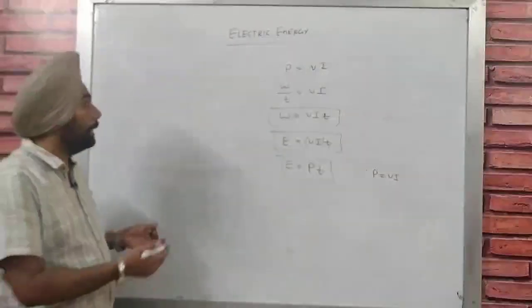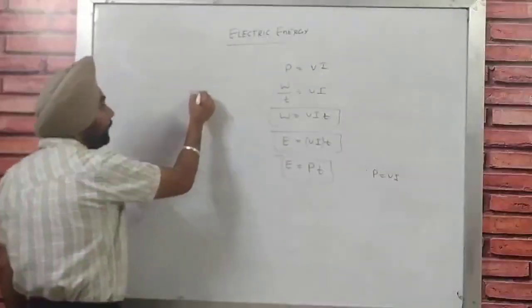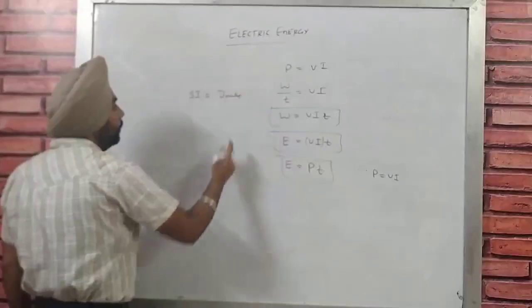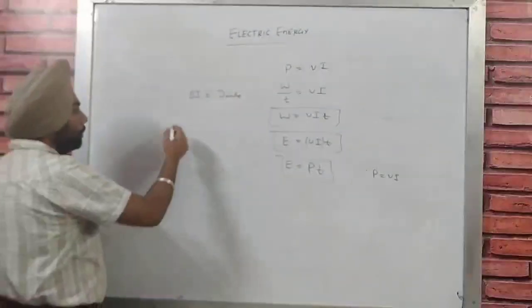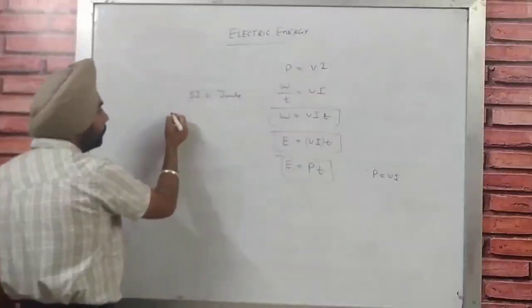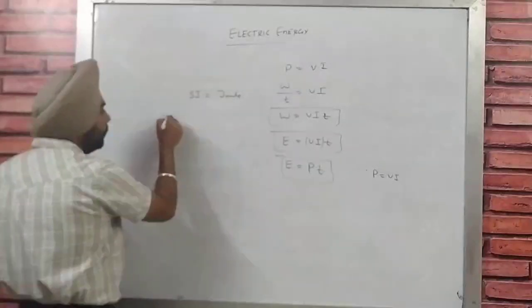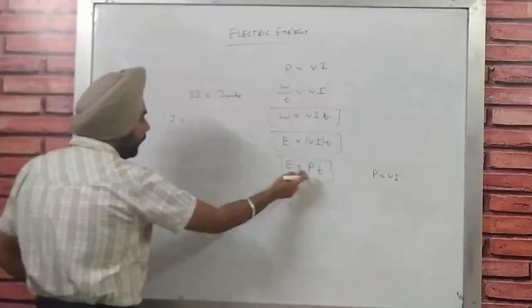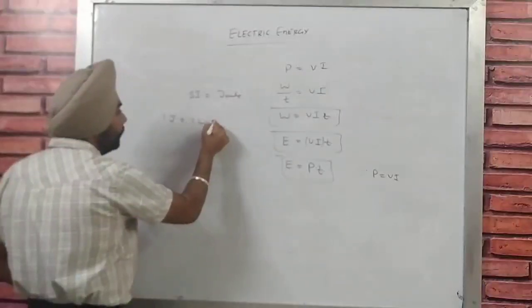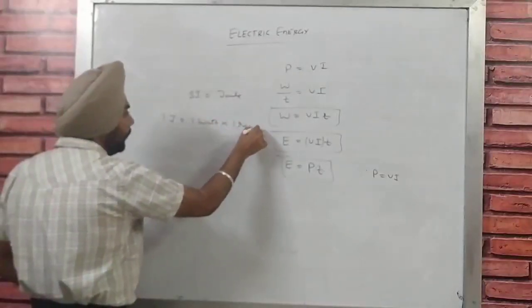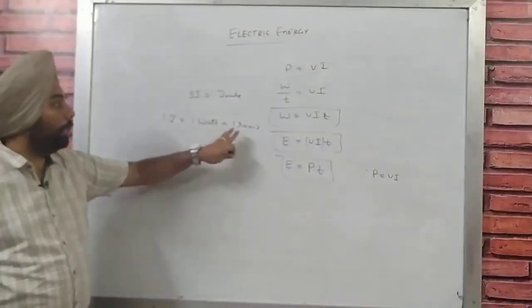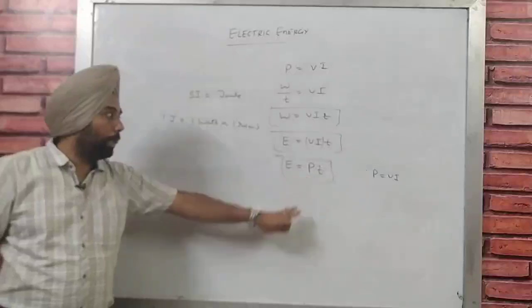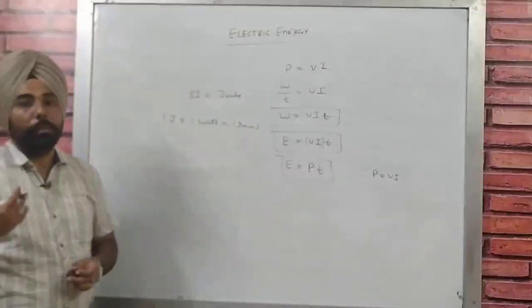We all know that the SI unit of any energy is going to be joule. But the practical units: if you want to have 1 joule, it can also be written as 1 watt into 1 second. So we can modify 1 joule into 1 watt and 1 second in the energy segment as well.